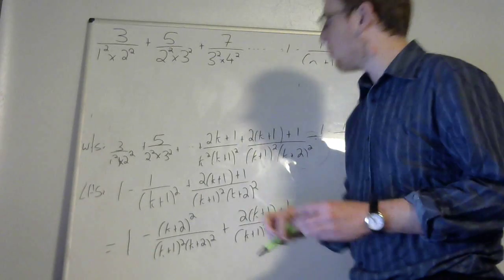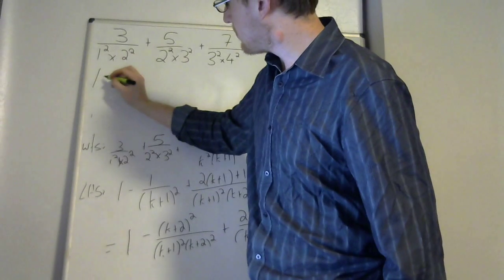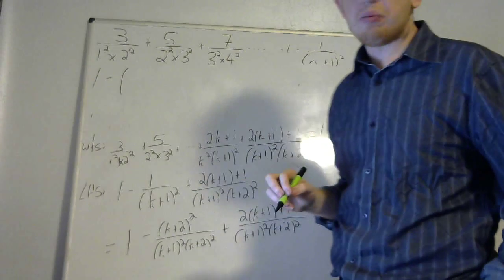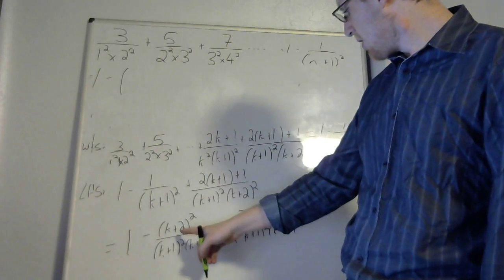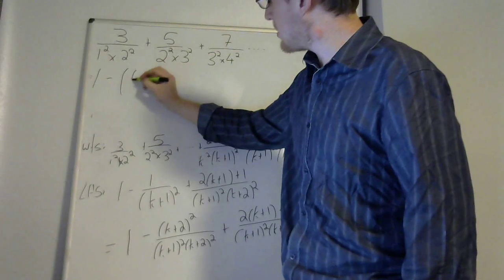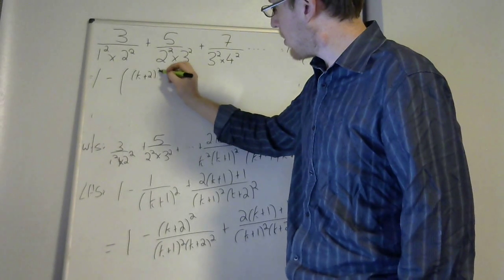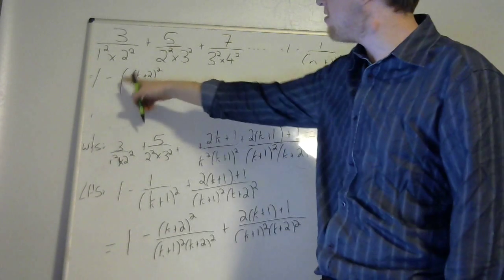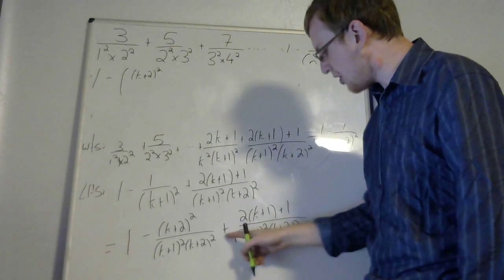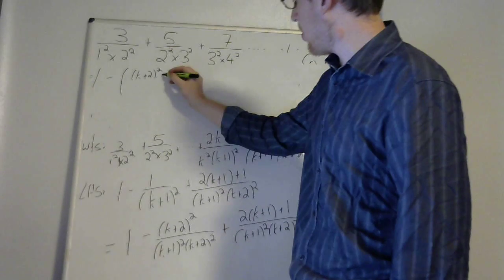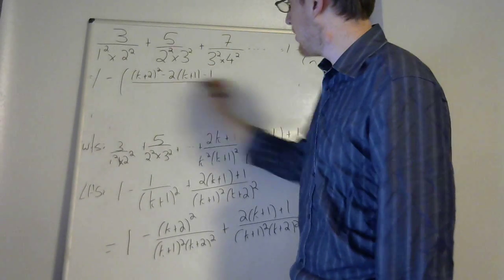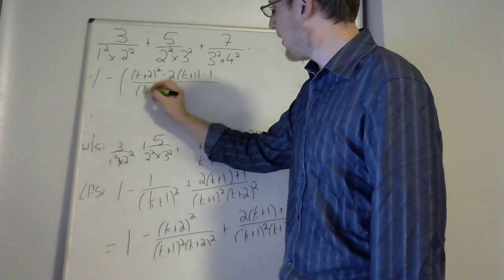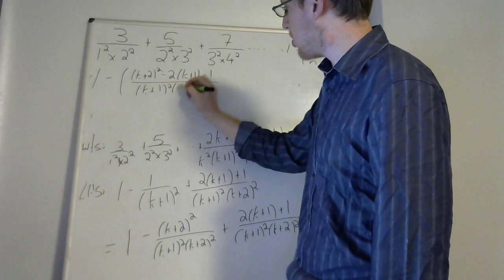I've got one takeaway, and then in a big bracket, put an equal sign here. So this would be (k+2)², but then because I put the takeaway here inside a bracket, I need to make this minus as well, so it works. So minus 2(k+1) minus 1, and that's all over (k+1)² times (k+2)².